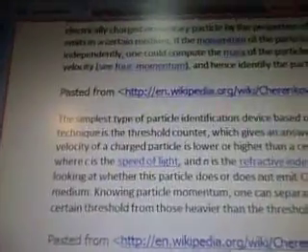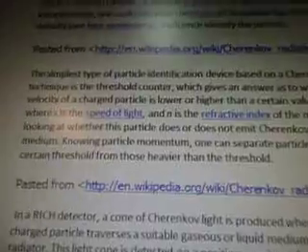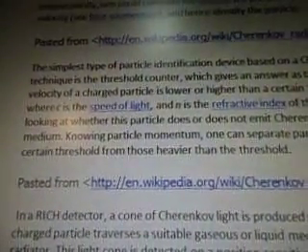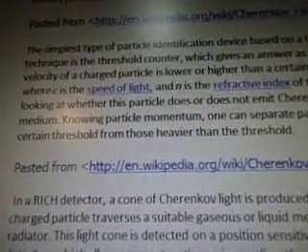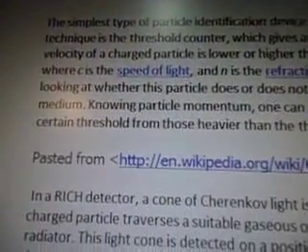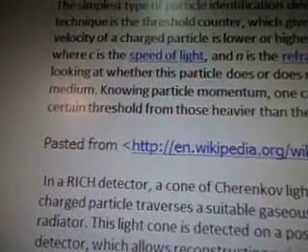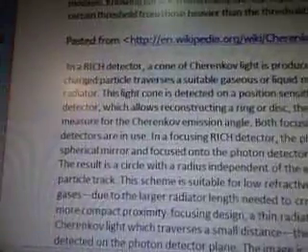The simplest type of particle identification device based on the Cherenkov radiation technique is the threshold counter, which gives an answer as to whether the velocity of a charged particle is lower or higher than a certain value. And that's that calculation, where c is the speed of light and n is the refractive index of the medium. By looking at whether this particle does or does not emit light in a certain medium, let's bypass that.